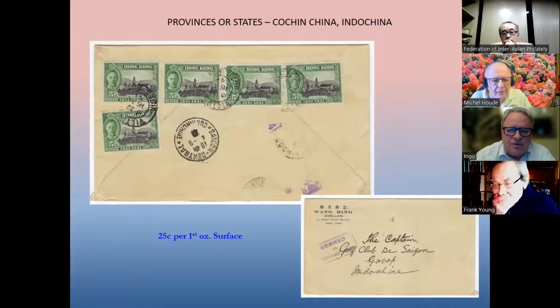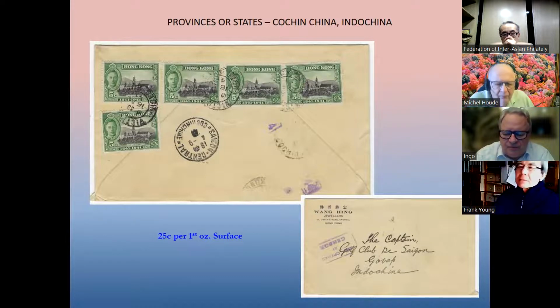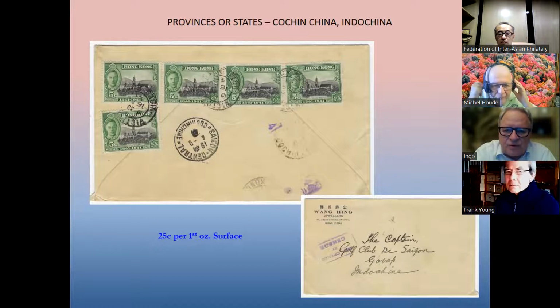This is one of those going to a province of Indochina that also for a brief time issued its own stamps, that being Cochin China, which is a southern part of Vietnam. Saigon is the capital of what used to be called Cochin China. It's a 25 cent surface letter, 16th of August, 1941. Going to the captain of the golf club of Saigon in Indochina. So still playing golf in 1941, even though the golf would be over very shortly.